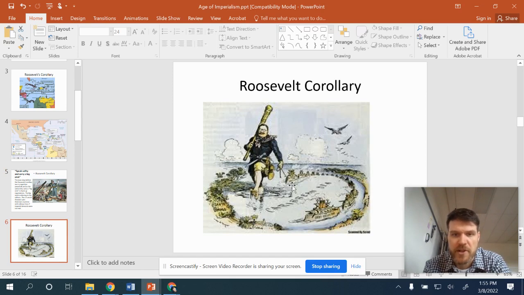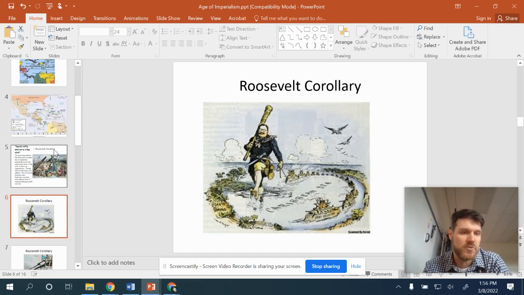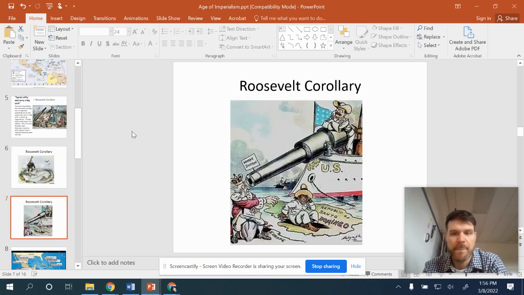Another political cartoon here, Roosevelt with a big stick, and he's dragging behind him a series of boats, a militarized naval fleet, kind of encircling the Caribbean, which is just south of us. Basically stating, yep, this is our area, this is our region to regulate and control.